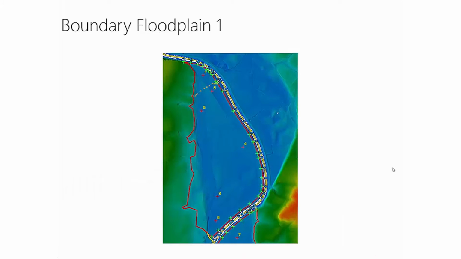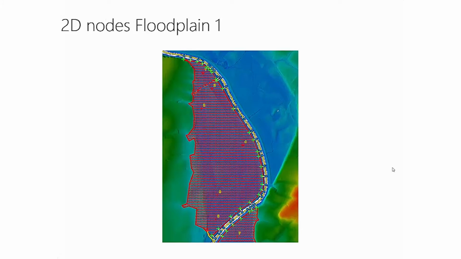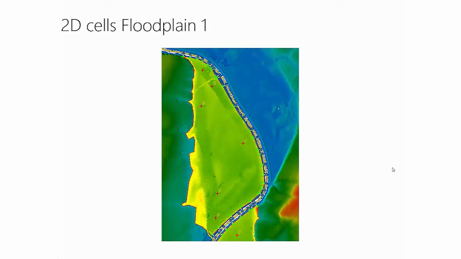So this is looking at floodplain 1. You can see in red, I have the boundary polygon defined. The red crosses with the numbers represent the sample points. And of course the X's are where we had to connect the 1D portion of the model to the 2D overland mesh. This is looking at our 2D nodes layer. So again, the resolution was 20 meters. These are the 2D cells rendered according to their elevations.